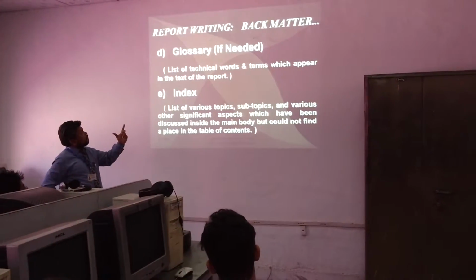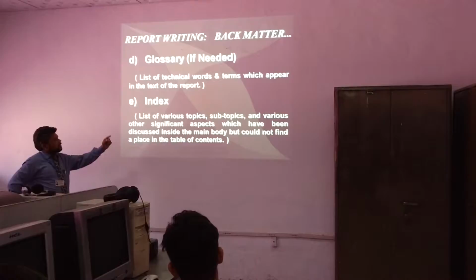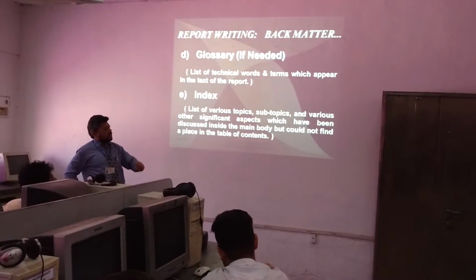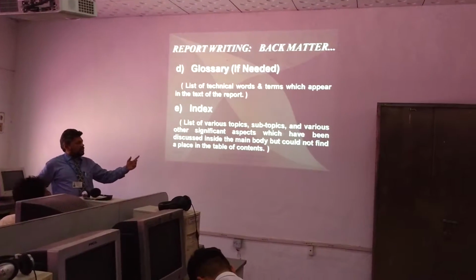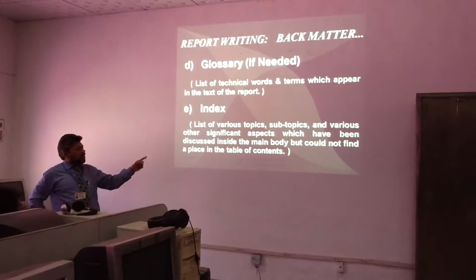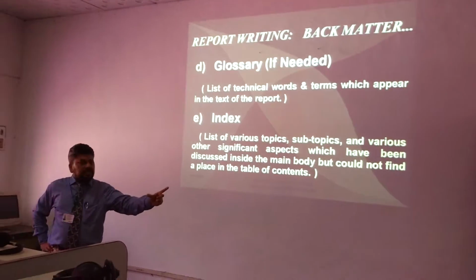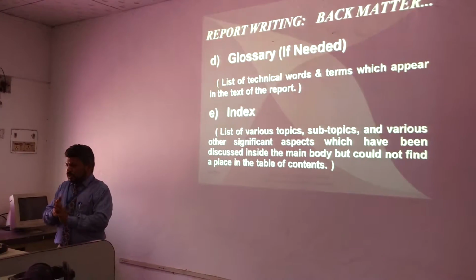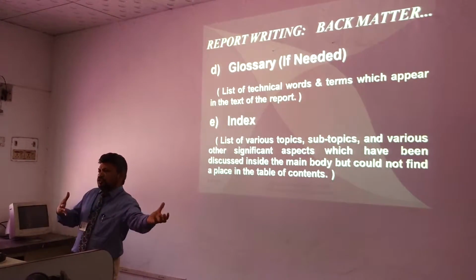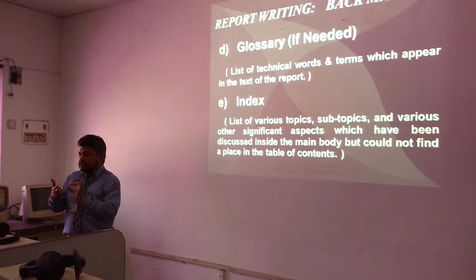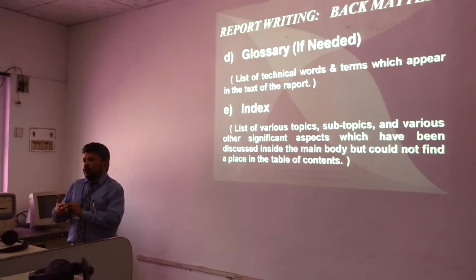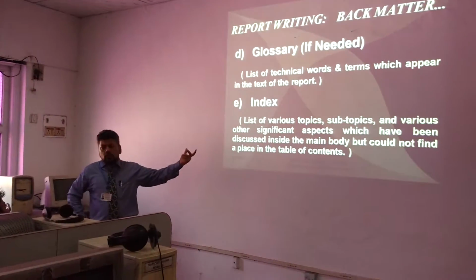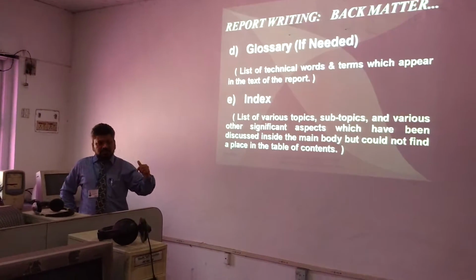Then there comes indexing, the fifth part of back matter. It is a list of various topics, subtopics and various other significant aspects which have been discussed inside the main body but could not find a place in the table of contents. That material will come in the part of indexing, and that will make further research possible for researchers, reporters and whosoever wants to benefit from or use this report for further context.